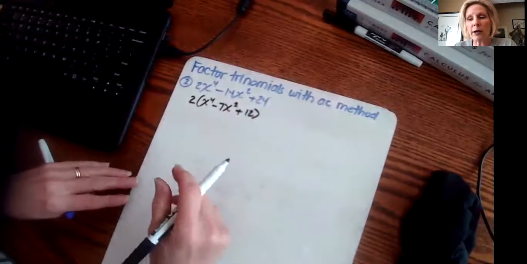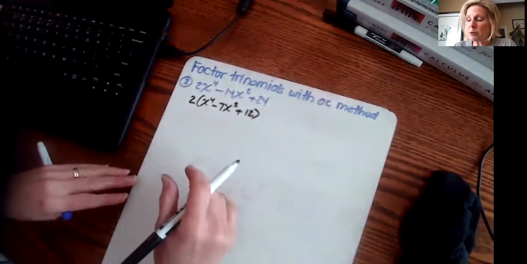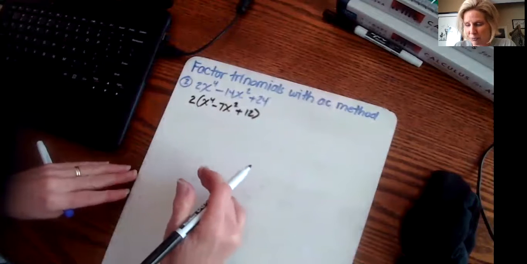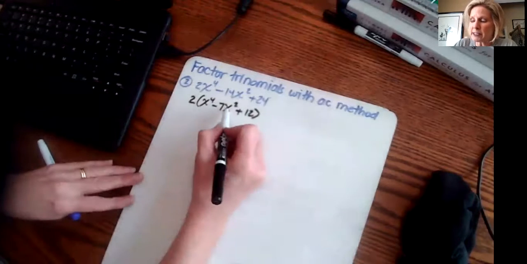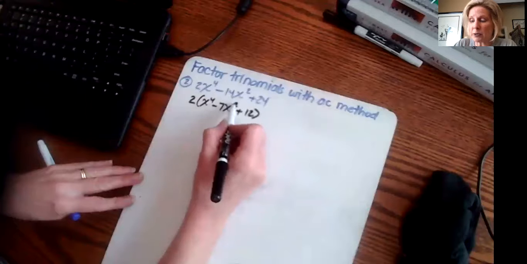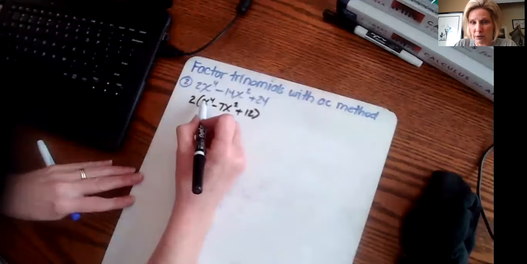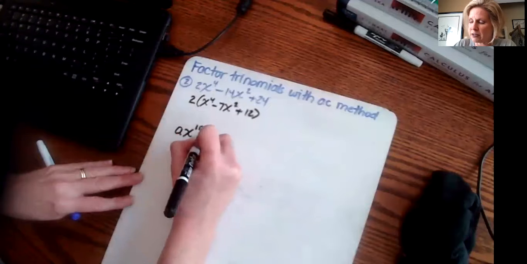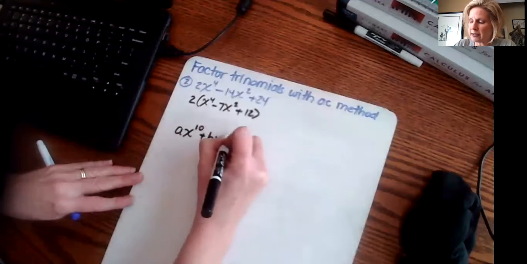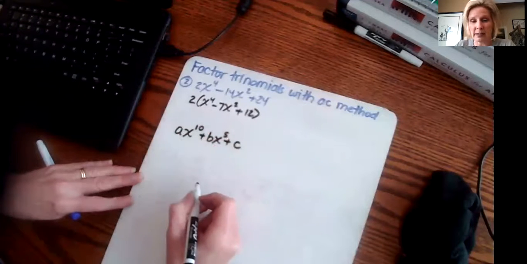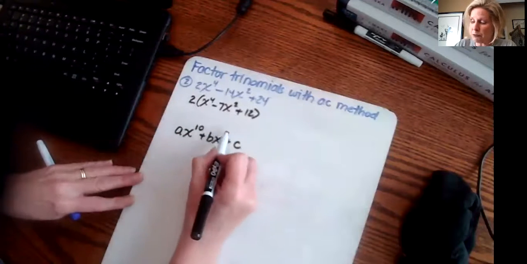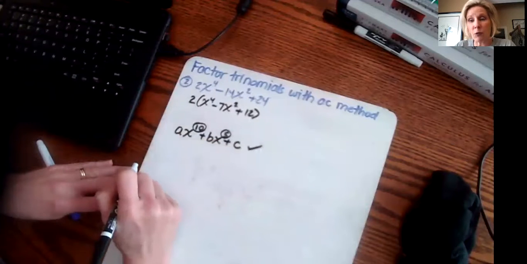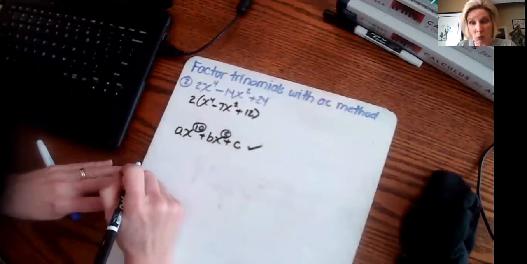Now, let's talk about trinomials. To be in a trinomial form that allows you to do AC method, the middle exponent has to be doubled and give you the first exponent. So for instance, if you had ax to the 10th plus bx to the 5th plus c, because you double 5 and get 10, this one is in a form that AC method might work.